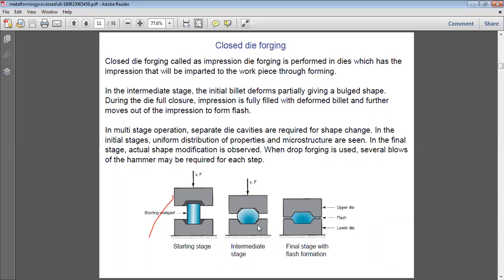Clear? So in the intermediate stage, the initial billet deforms partially, giving a bulge shape. Clear? So in the first case, see the starting stage, intermediate stage, and final stage. All three diagrams are shown in this. When we see the intermediate stage, see there was the starting of the work part. In the starting stage, the force is being applied from the top. Clear? In the intermediate stage, the initial billet deforms partially.